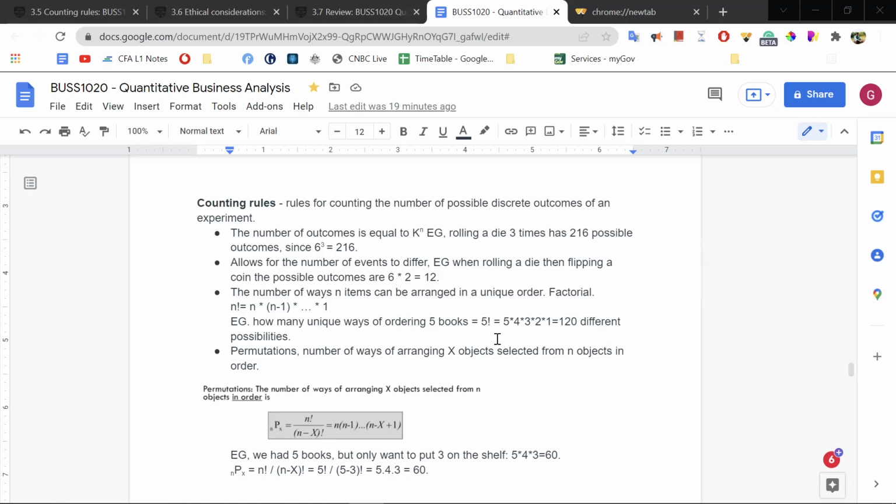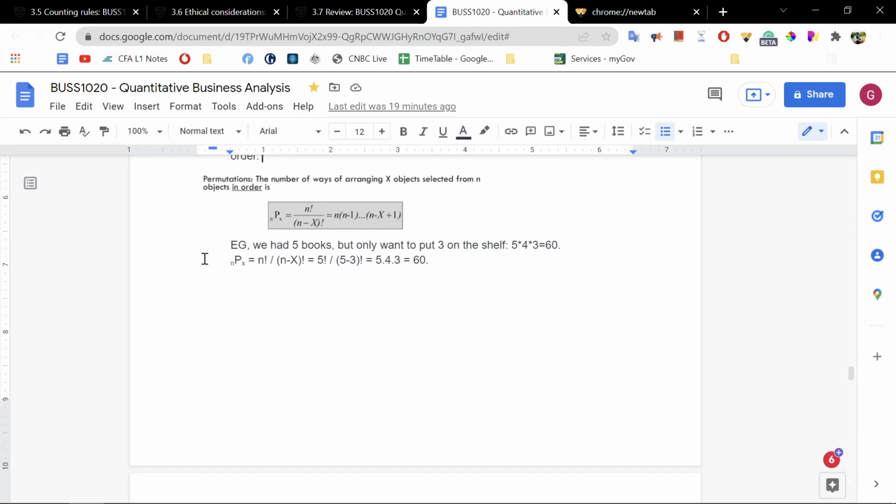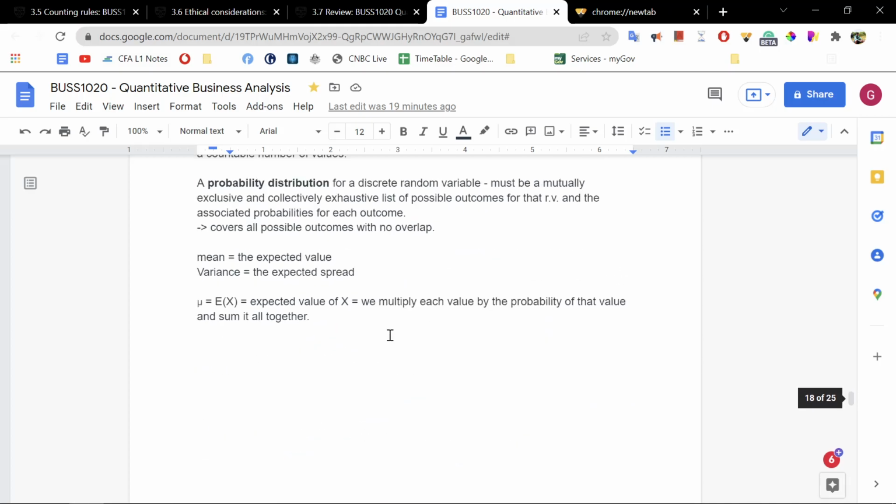So 5 factorial is 5 multiplied by 4 multiplied by 3 multiplied by 2 multiplied by 1. And that gives us 120 different unique possibilities to arrange these 5 books into a unique order. A permutation is a number of ways of arranging x items selected from n objects in order. Okay, so that's the formula for permutation.